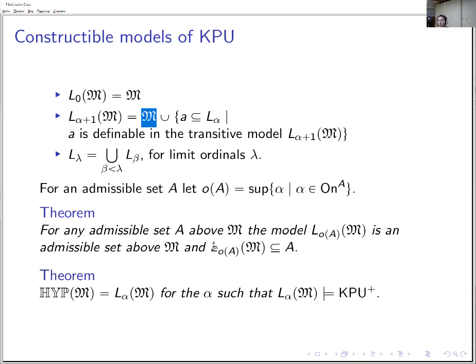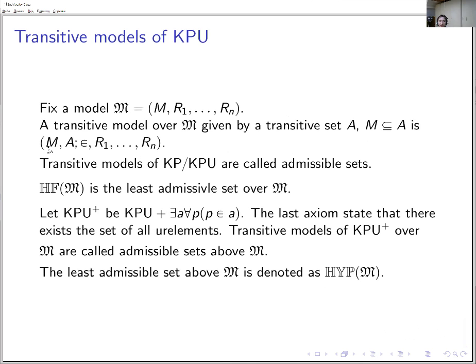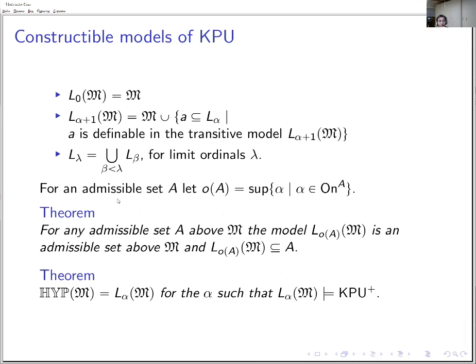And of course, when we're talking about definable sets, we treat this L alpha plus 1 of M as a structure in this kind of signature. So we have the predicates from the initial model and the membership predicate. And thus, naturally, we build up this hierarchy of levels as transitive models that contain M as an element. Okay, at least starting from L1. In L0 it does not hold, but okay, it's a special case.